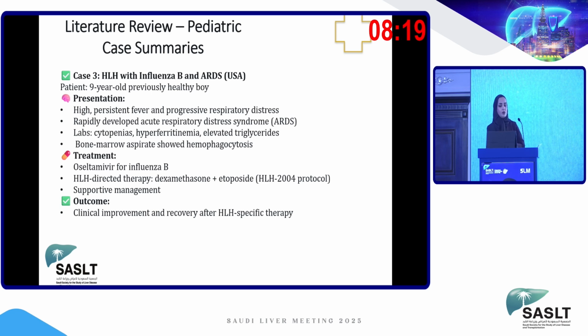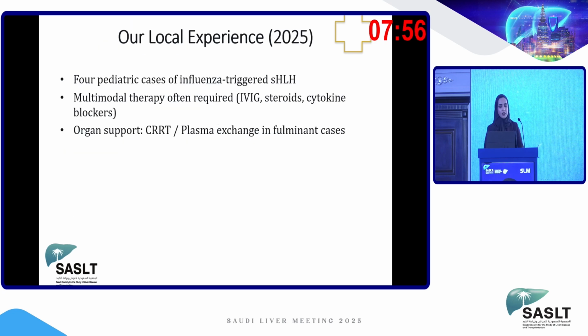The third case was in the US, also with influenza B, ARDS, in a 9-year-old child who had the same high fever and progressive respiratory distress, and she progressed into ARDS with cytopenia and high ferritin level with triglyceride. This patient was also managed with the same HLH-directed therapy, and the clinical outcome was that she improved after HLH-specific therapy.